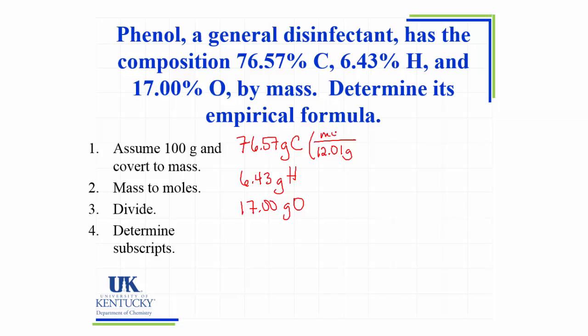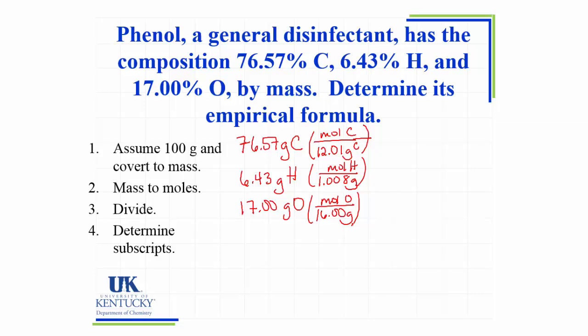Note that I'm putting the 12.01 grams on the bottom because I need grams of carbon to cancel with grams of carbon, and I'm going to be left with moles of carbon. For hydrogen, I do the same thing, 1.008 grams per mole of hydrogen. And then finally with the oxygen, 16.00 grams per mole of oxygen. Now I can do the calculation and find the actual moles that I would have in a 100-gram sample.